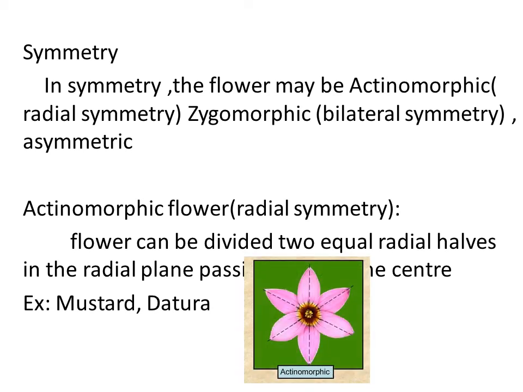By this diagram you will get an idea how the flower can be divided into two equal halves through any plane. In this diagram they have shown many planes passing through the center. Through any of the planes we can divide this particular flower into two equal halves. So this is a kind of actinomorphic flower. Clear? The flower is said to be actinomorphic only when we are able to divide the flower into two equal halves through any plane passing through the center.